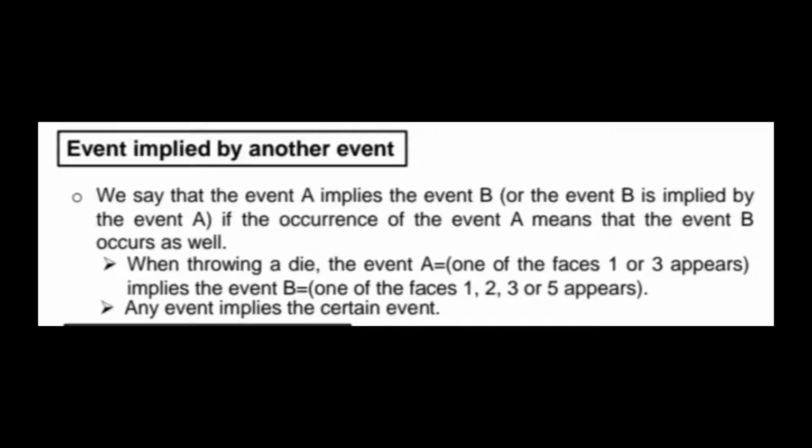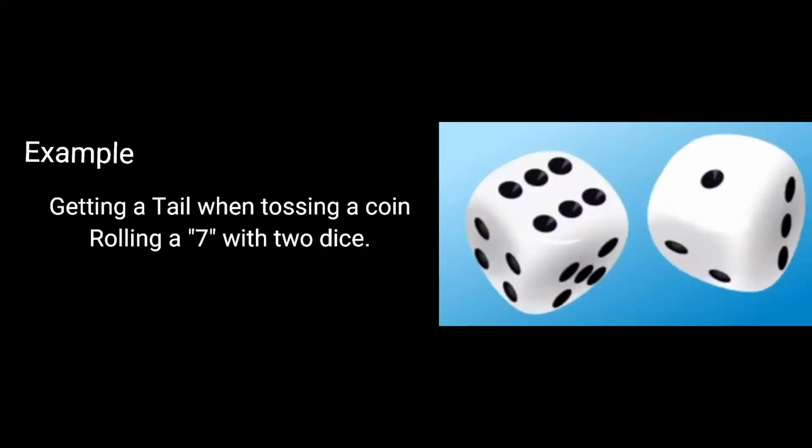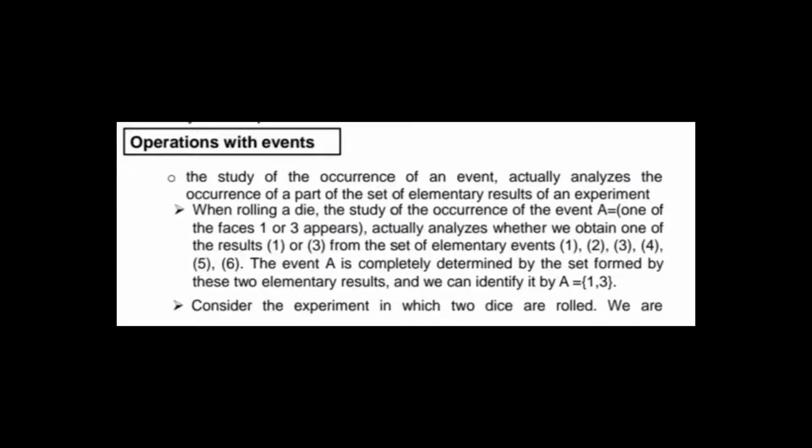Any event implies the certain event. Example: getting a tail when tossing a coin, rolling a 7 with 2 dice. Operation with events. The study of occurrence of an event actually analyzes the occurrence of a part of the set of elementary results of an experiment.